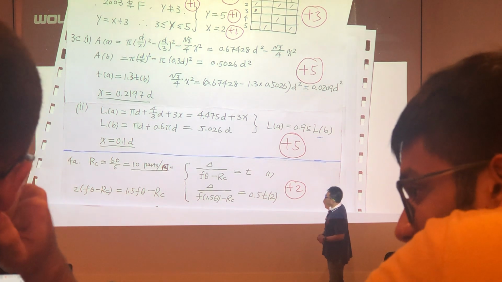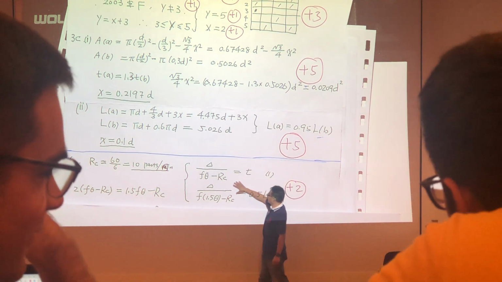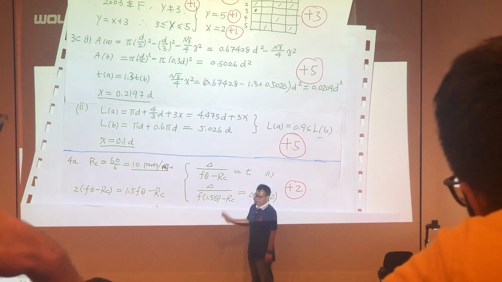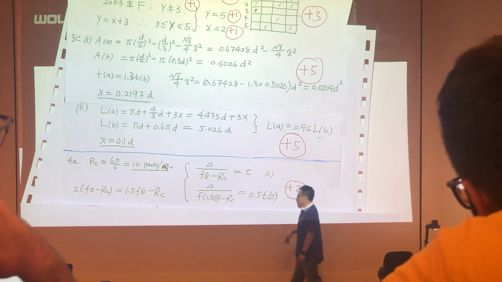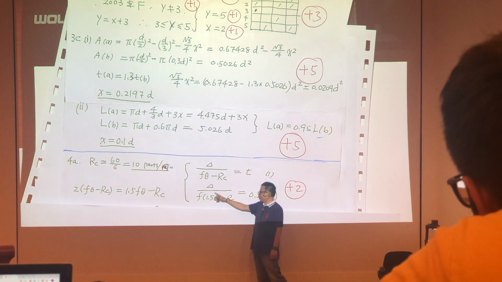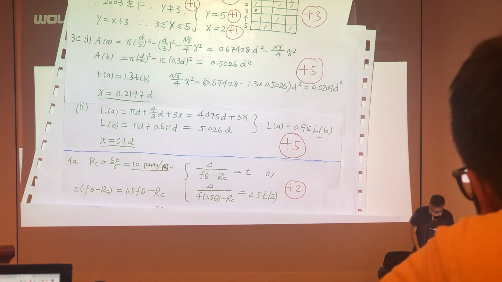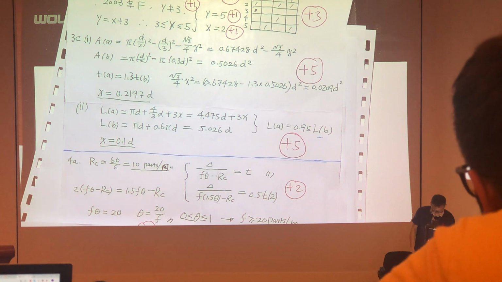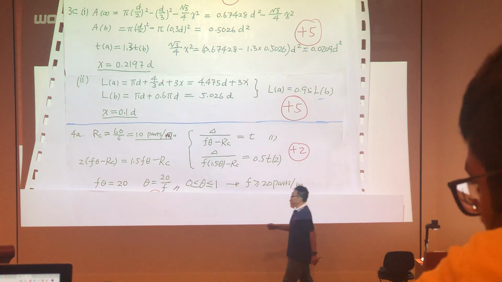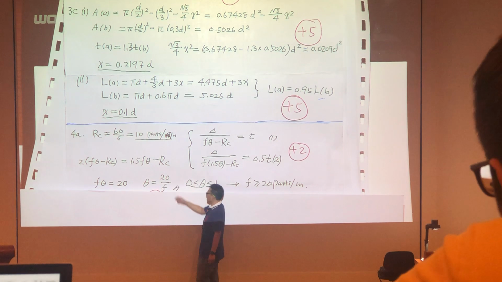Inside here, that's what we got. We still have a variable T, so we have three variables, two equations. Apparently we can't find the exact value of f, but we can establish a relationship between f and theta. From there, you find that f theta equals 20. And theta equals 20, of course, over f.